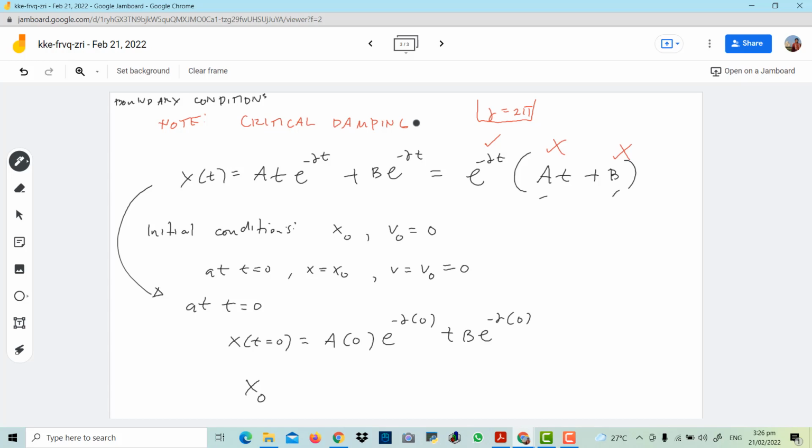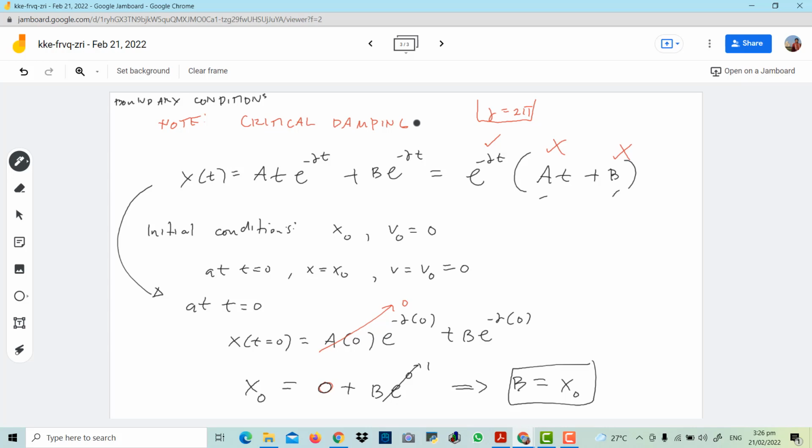Okay. So we have x naught equal to, this one is 0, right? A times 0 is just 0. So we have 0 plus b, e to the 0 is 1. E to the negative 0 is 1. So we have b times 1. So as you can see here, I have solved for b. B is just equal to x naught. Okay? So easy, right? We got b, the constant, which is equal to x naught.